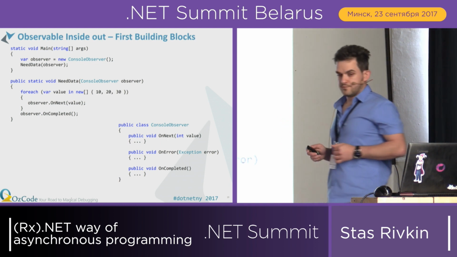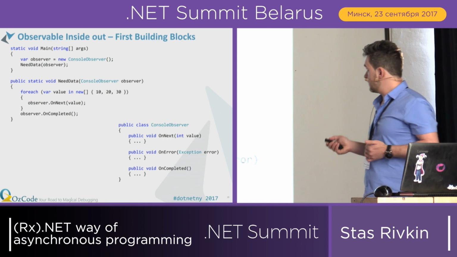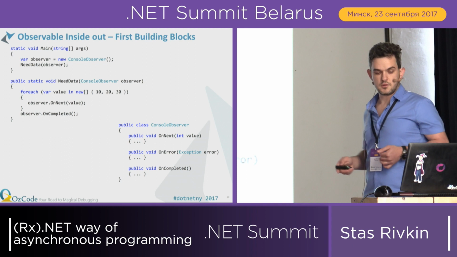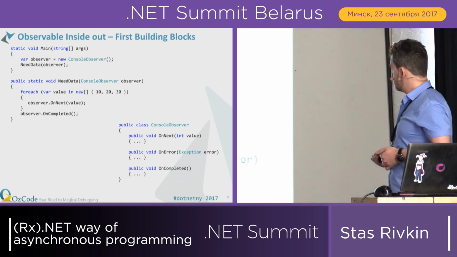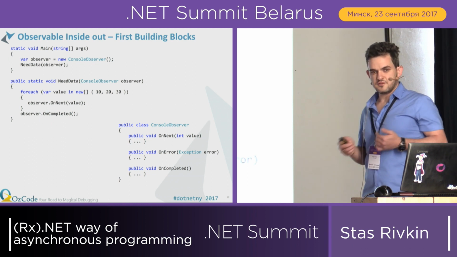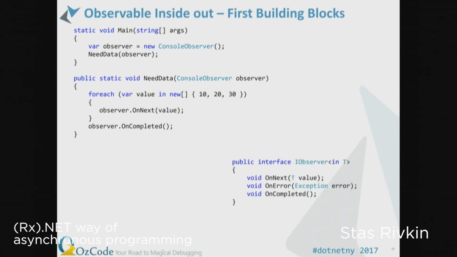By doing so, we introduce, unfortunately, a problem, because now our NeedData is coupled to the ConsoleObserver. And by looking at the ConsoleObserver API, it basically reads as an interface. So why don't we extract all those three methods into an interface, and by doing so, remove the coupling from the NeedData. Let's update the NeedData method. Awesome, normal coupling.